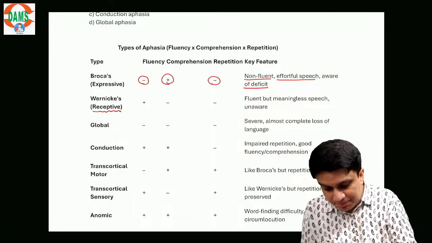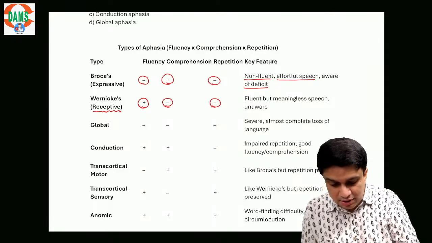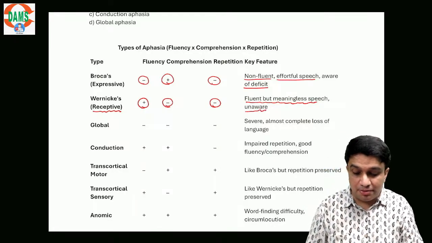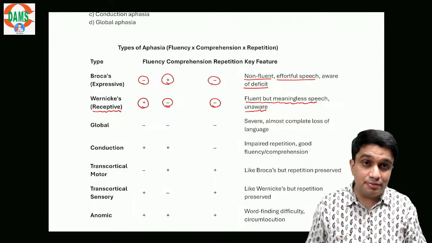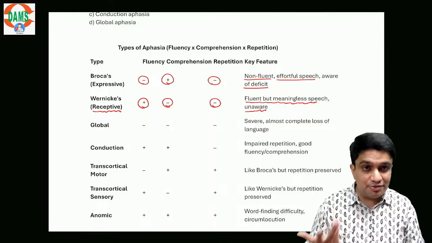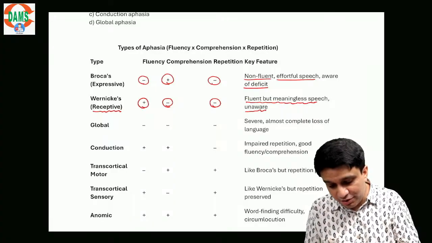Wernicke's aphasia is receptive. Fluency is intact, comprehension is gone, repetition is lost. Fluent but meaningless speech. And again, he is unaware of the problem because he doesn't understand the problem. The one who is aware of the deficit is Broca's. One who is unaware of the deficit is Wernicke's. What is global? Everything is gone is global. Simple.